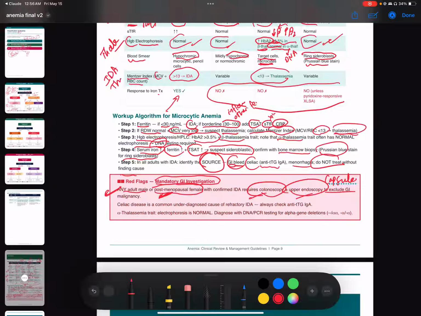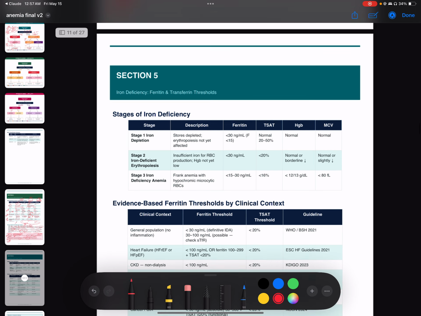in the absorption. And actually, celiac disease is a common underdiagnosed cause of refractory IDA. Usually, what happens here is you diagnose a patient with iron deficiency anemia, you give them oral iron, you give them oral iron a lot, but you don't see a response. The reason you are not seeing a response is because they have decreased absorption, because again, celiac disease can affect the duodenum, which is the site of iron absorption. So in these patients, you need to check anti-tissue transglutaminase, right? And remember, in alpha thalassemia, the electrophoresis would be normal, and you need to do DNA testing.